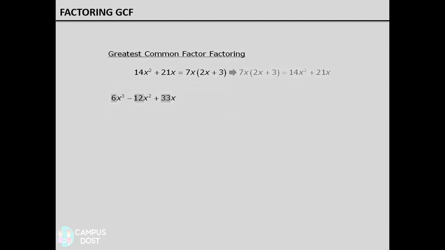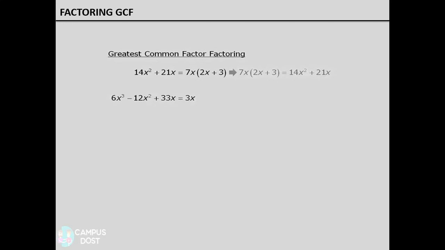First, we need to find the greatest common factor of the coefficients. Here, the greatest common factor of 6, 12, and 33 is 3. Next, the x's. These terms have at most one x in common. So the greatest common factor of the three terms here is 3x.